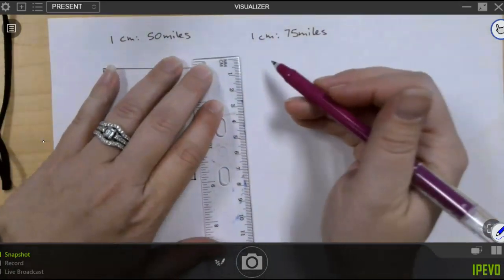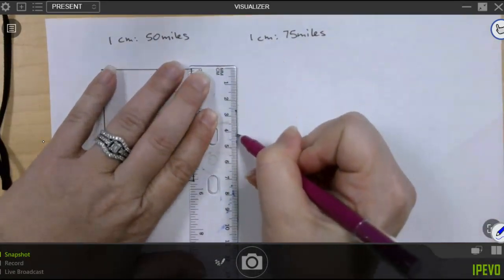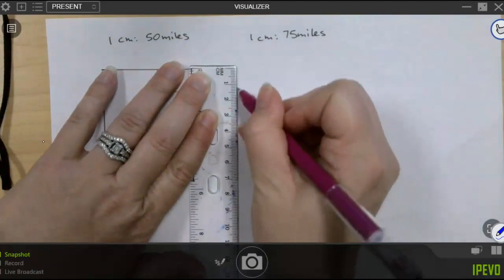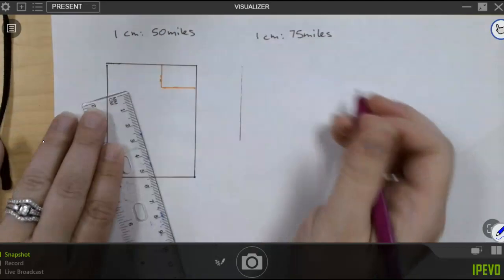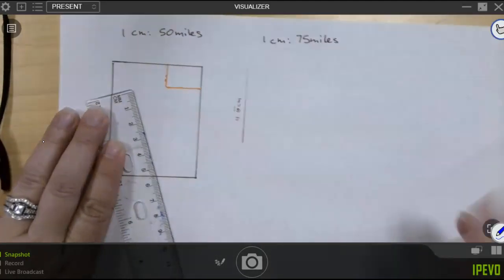4.6 repeating, 4.6 over bar. So how am I going to draw that? I'm going to go 1, 2, 3, 4. There's 5, there's 6, and I need to go a little bit more because it was repeating. This time I think I'll even label that: 4.6 over bar centimeters.